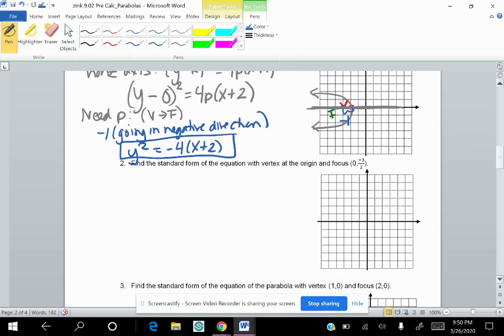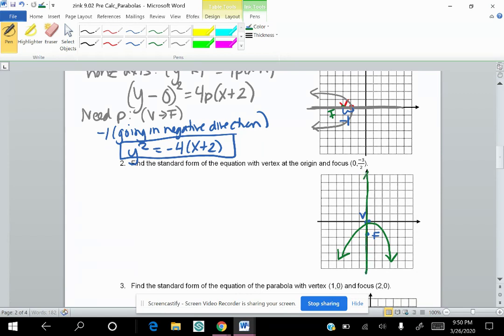Number 2, find the standard form of the equation with a vertex at the origin. So I'm going to plot that, call it v, and a focus at 0, -3/2. So -1/2, or -1.5. So I'm going to go down a box and a half, and that's going to be my focus. So again, your curve is always going towards your focus. So that means it's going to open down.